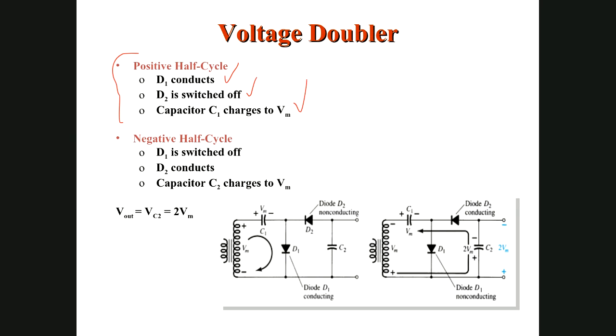Now if you go to negative half, the things are opposite now. D1 is now switched off because it is reverse biased. D2 conducts, means it is on. So capacitor C2 also charges to Vm. Now if you put KVL, you will find that finally output is 2 times of input voltage.